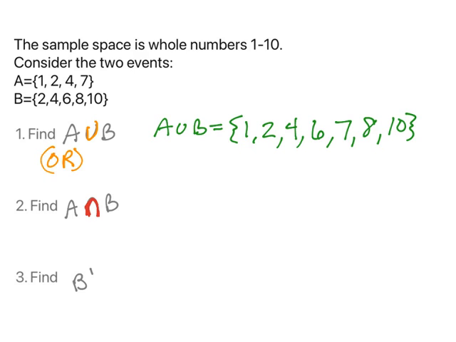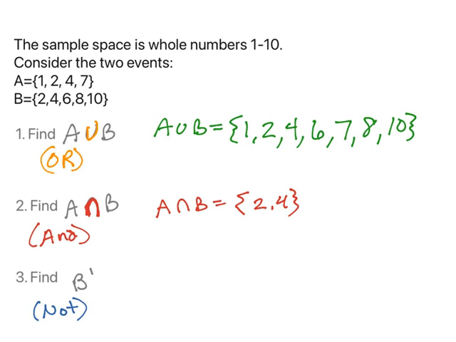Remember, because we have this symbol, which looks like an A, now we're looking for "and." So when I look at the two sets A and B, what are the pieces that match? A and B are just the pieces that belong in both of those. Just 2 and 4.